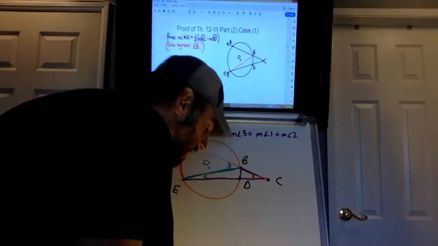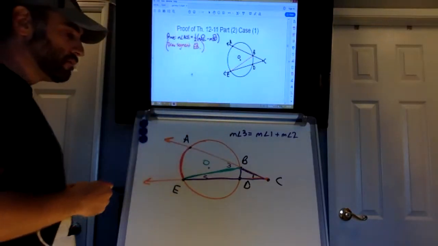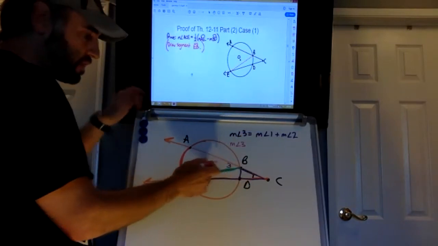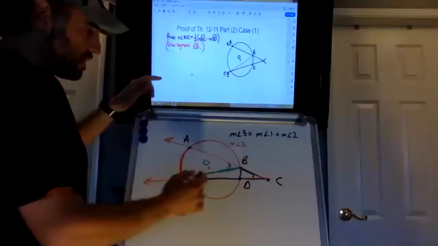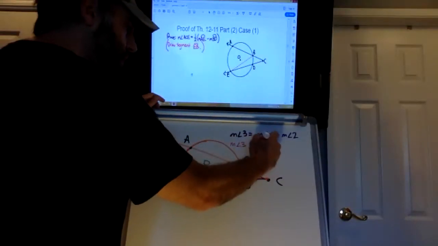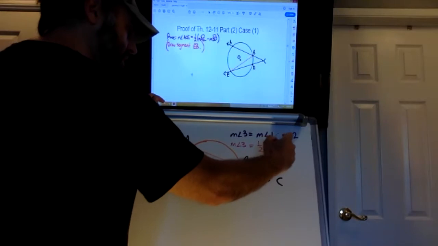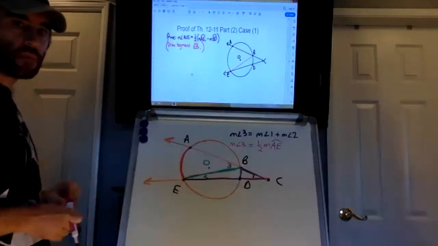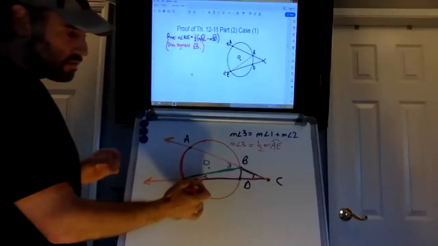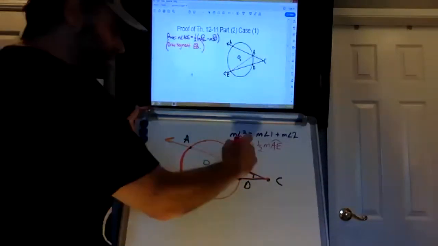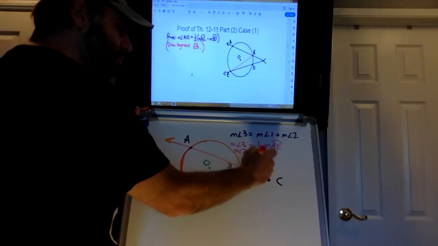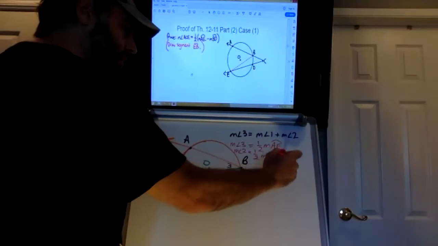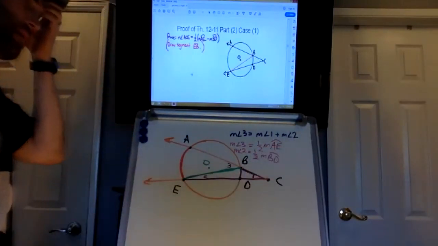Something that we know about angle 3 also is that it is an inscribed angle with the red arc, right? The measure of angle 3 is 1/2 the measure of arc AE. And now look at angle 2. That's where the blue arc is. So the measure of angle 2 is half the blue arc, half the measure of arc BD. Any questions about that so far?